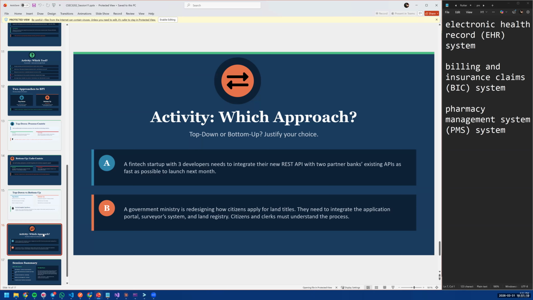Okay. Let me see. There was another point I wanted to think about in this scenario. Government ministries redesigning, and they need to integrate an application portal, right? And I guess you could think about it as a government ministry type of project.